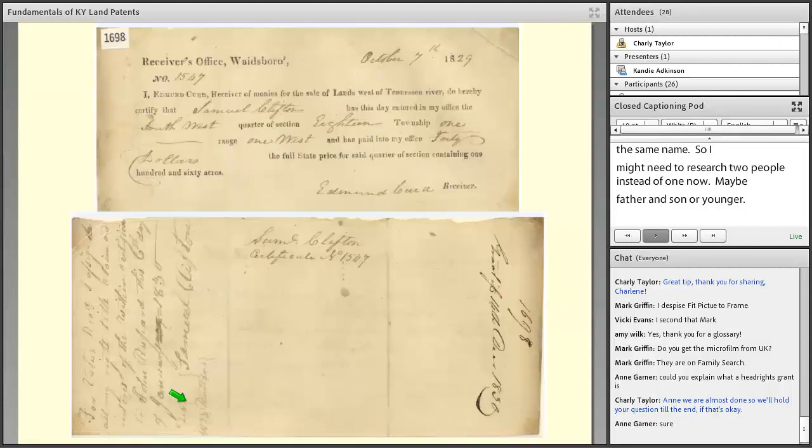Okay, here is the receipt issued by the receiver's office to Samuel Clifton, saying you've paid the fees, $40 for the 160 acres, 1829. I flip this over or advance to the next image, and I see that Samuel Clifton assigned this over to Rupert. Mr. Clifton's interest in this 160 acres is now gone. It's now Mr. Rupert's to proceed.